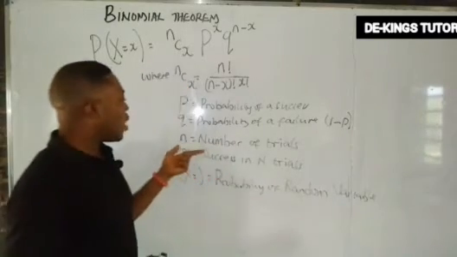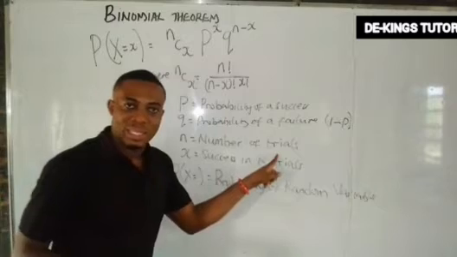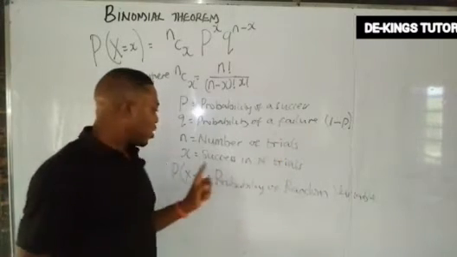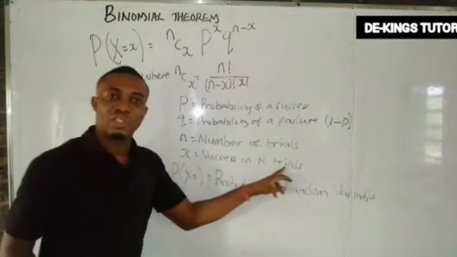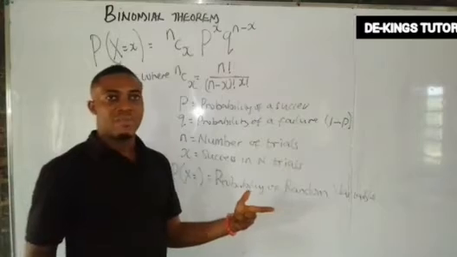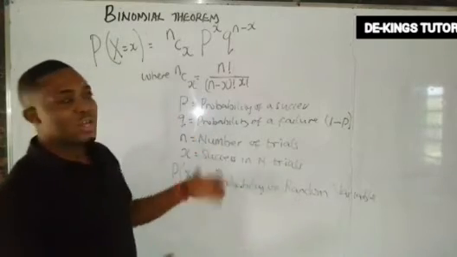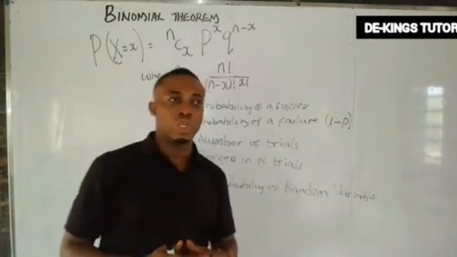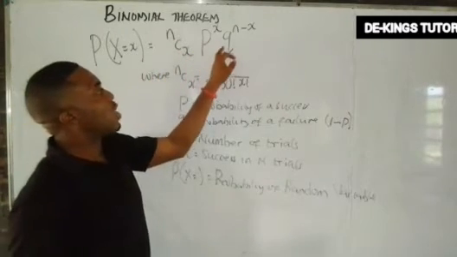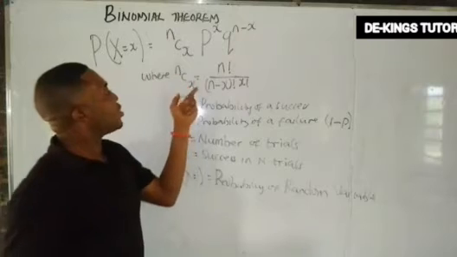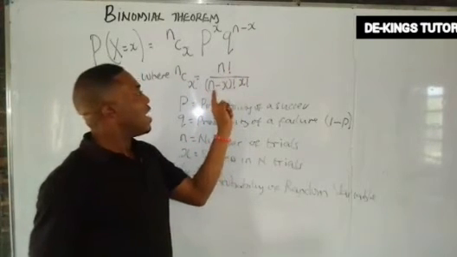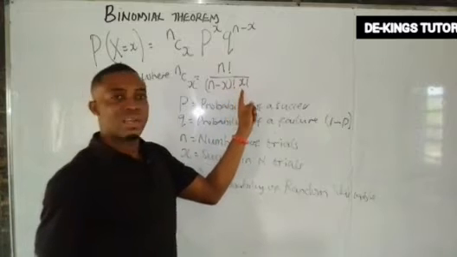So N is the number of trials. For instance, they will tell you how many trials have been done. X is the success in N trials, and P of X is the probability of the random variable. So whenever you're asked to solve a probability question, this is the standard formula: N combination X, P to the power X, Q to the power N minus X. Now, N combination X, as a combination, is given as N factorial over N minus X factorial times X factorial.